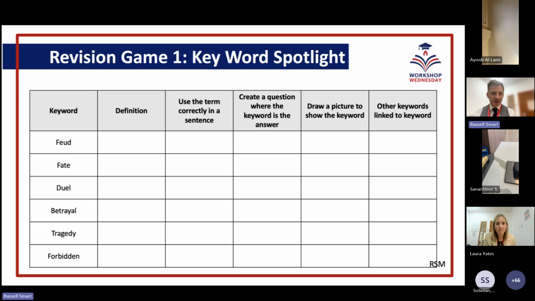So we've got some key words down the left. And in this game, we're asking children to create a definition, to use it in a sentence. Can they turn the word where they created a question, where the word is the answer? Can they draw the word? So lots of different ways of them interacting with that word.